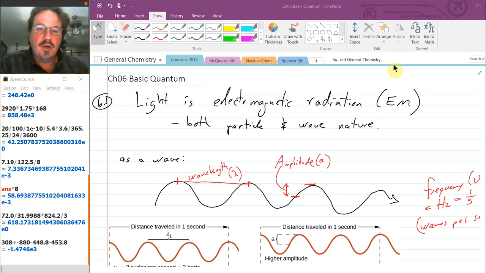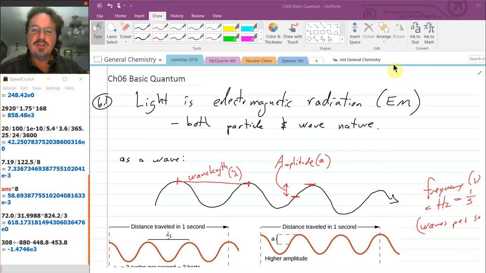Now we go into basic quantum mechanics, or as the book titles this chapter, electronic structure and periodic properties of elements. It's really basic quantum mechanics, kind of the introductory to the thought of quantum and where it came from. So we start off talking about light.